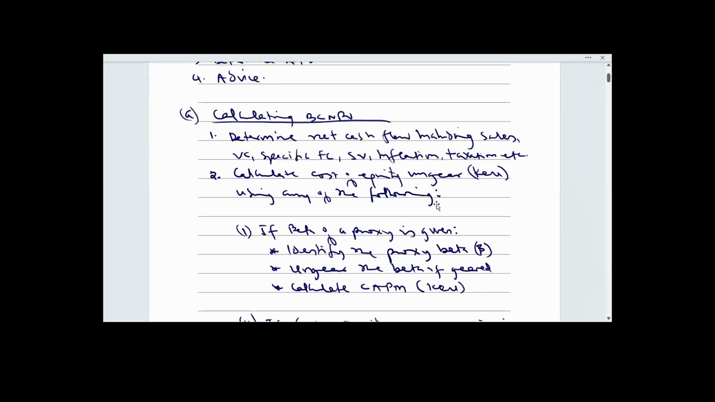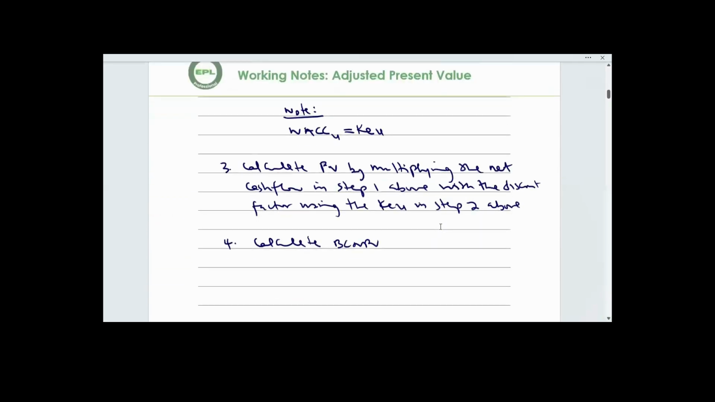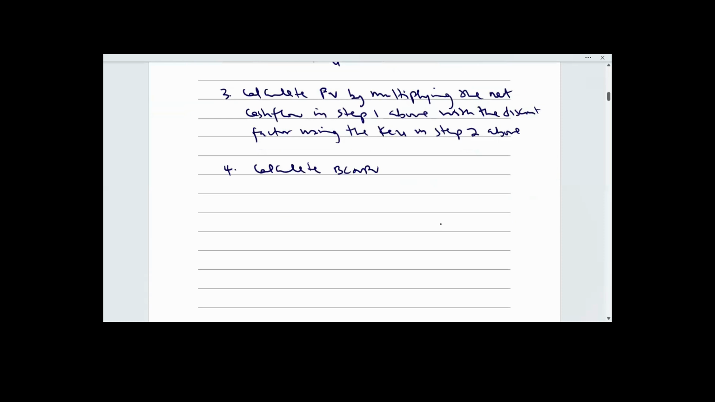Then you now go to the present value of financing effect cash flow. So let me show you now how to calculate the present value of financing effects. Okay, how do you calculate the present value of financing effects? Step B of calculating APV: calculating the PV of financing effects cash flow. So how do you do this?